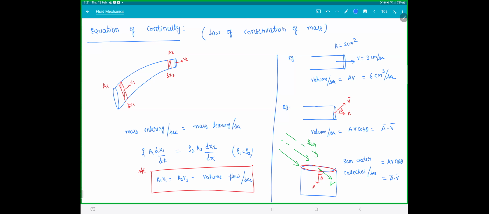So simple thing, liquid mass entering is equal to mass leaving. That is the equation of continuity. Equation of continuity is another form of what? Law of conservation of momentum, law of conservation of mass, law of conservation of energy, law of conservation of angular momentum. They do ask such dumb questions.